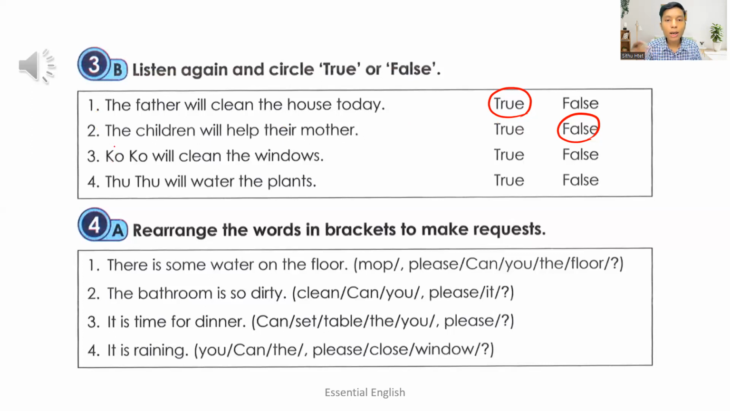The third one, Coco will clean the windows. Is it true or false? Yes, it's true. Coco agreed to clean the windows. And number four, Dudu will water the plants. Her mother wants her to water the plants, but she's doing the dishes, so she won't water the plants. The sentence is false.